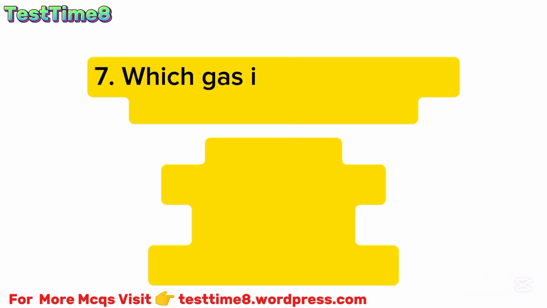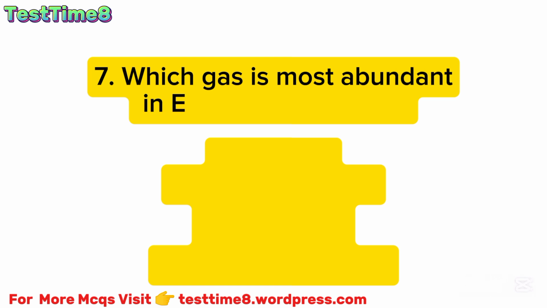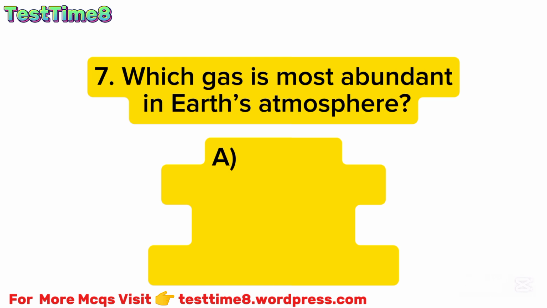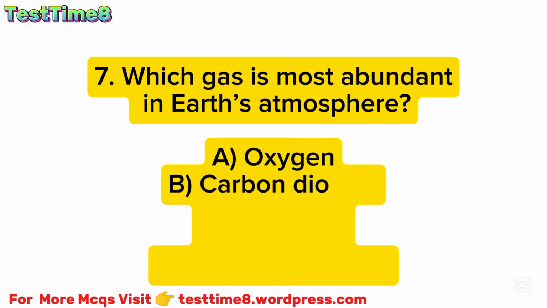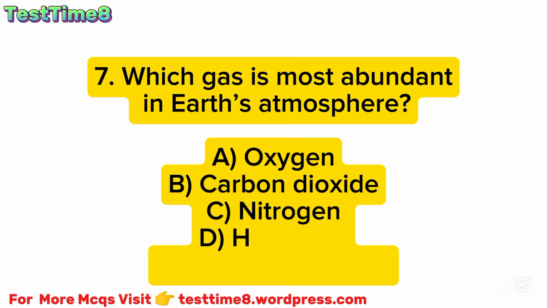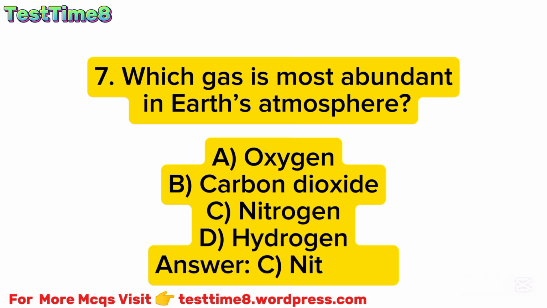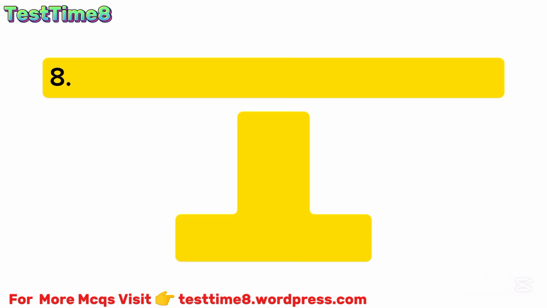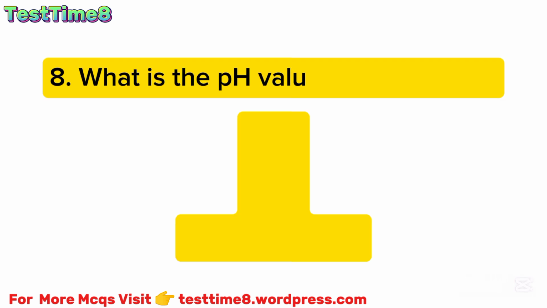7. Which gas is most abundant in Earth's atmosphere? A. Oxygen, B. Carbon dioxide, C. Nitrogen, D. Hydrogen. Answer: C. Nitrogen.